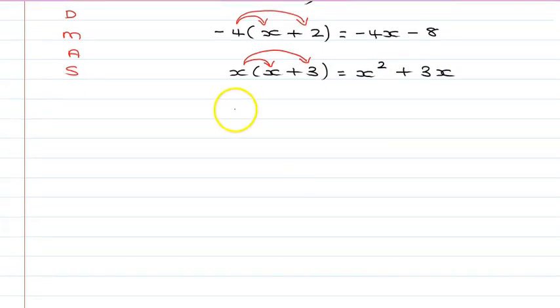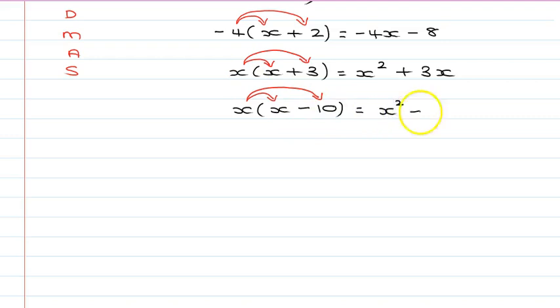Now let's have a look at when there's a negative sign inside the bracket. So let's go x minus 10. So x multiplied by x gives me the x squared, and then I'm going to do x multiplied by negative 10 because the negative belongs to the 10, gives me negative 10x.